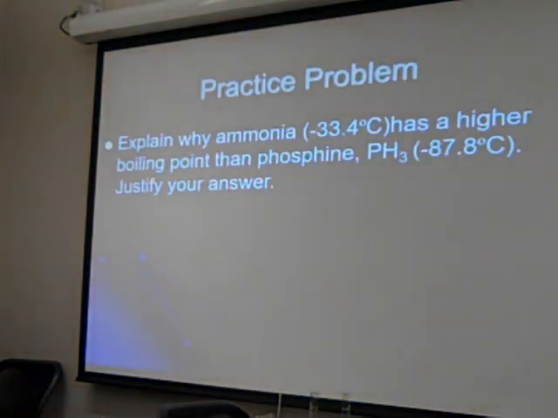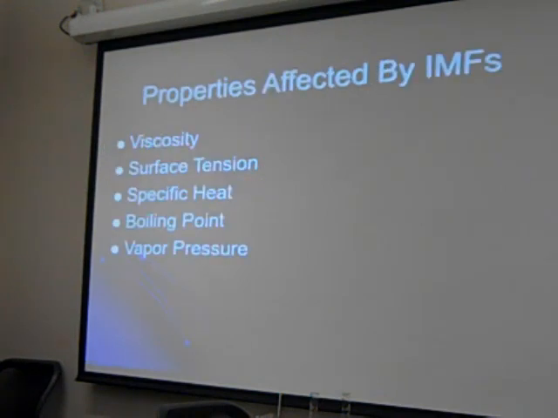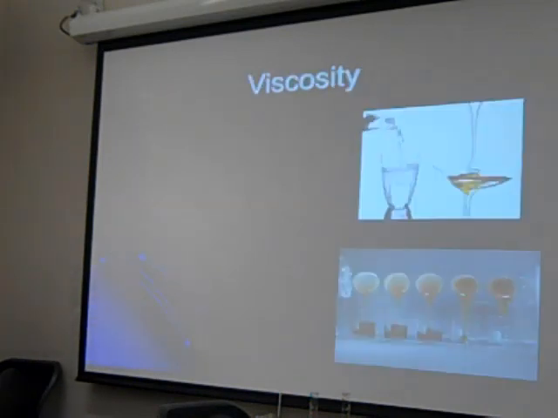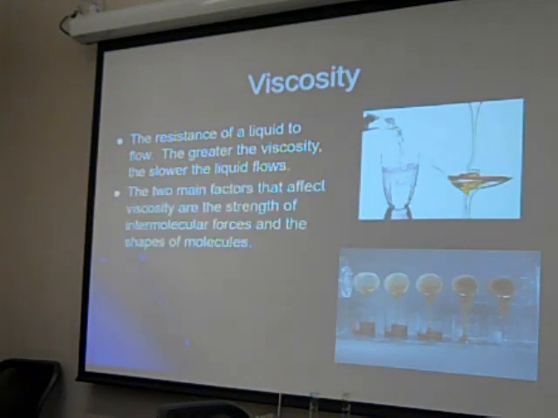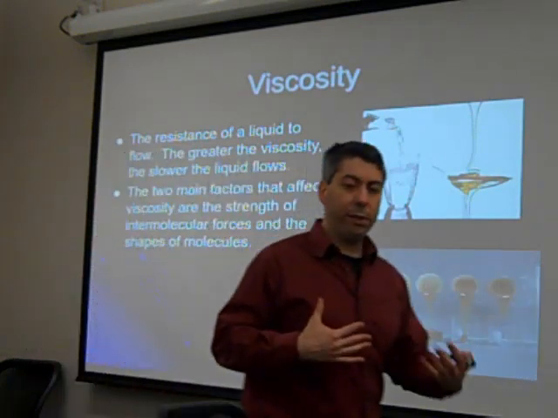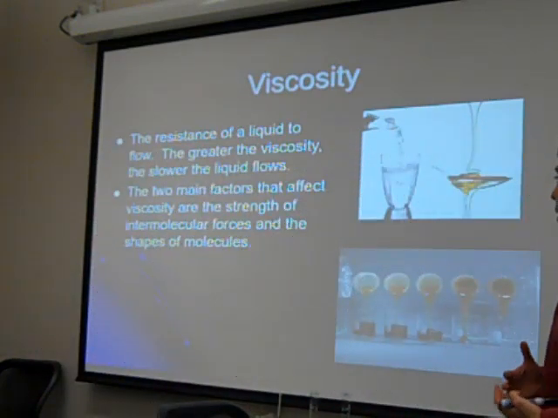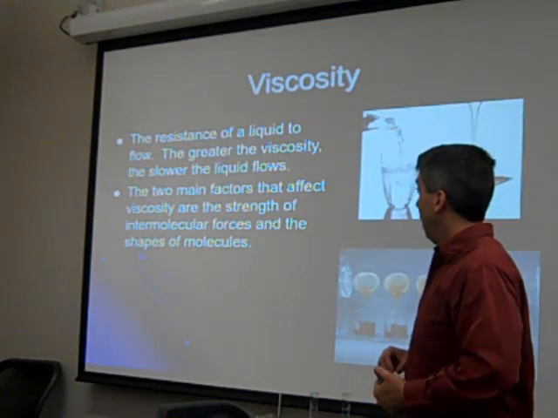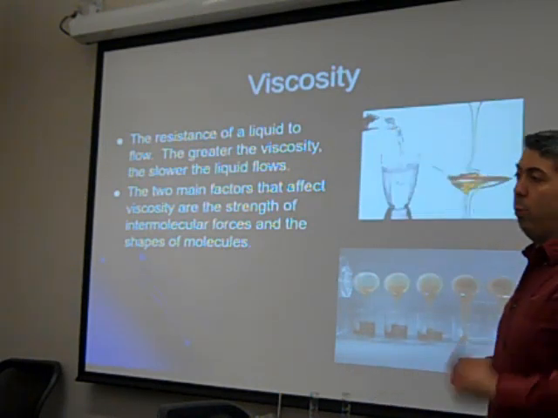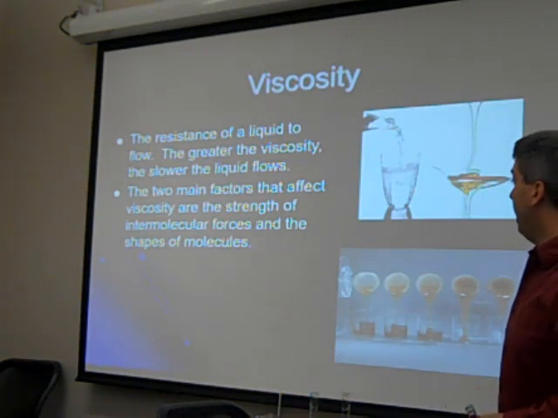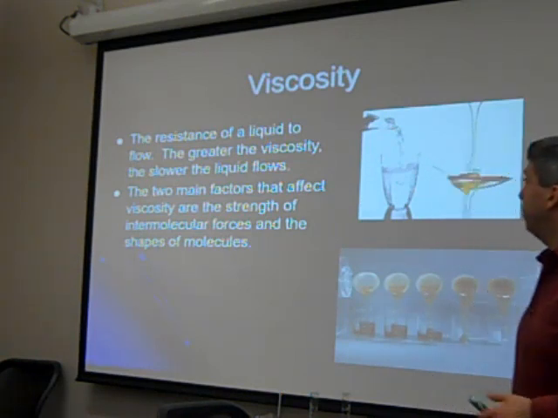Alright, so I wanted to discuss real briefly, with our last few minutes, different properties affected by intermolecular forces: viscosity, surface tension, specific heat, boiling point, and vapor pressure. Viscosity is resistance to flow. Things that flow very slowly, like molasses or honey, have high viscosity, and things that flow very quickly, like water or gasoline, have very low viscosity, very low resistance to flow.